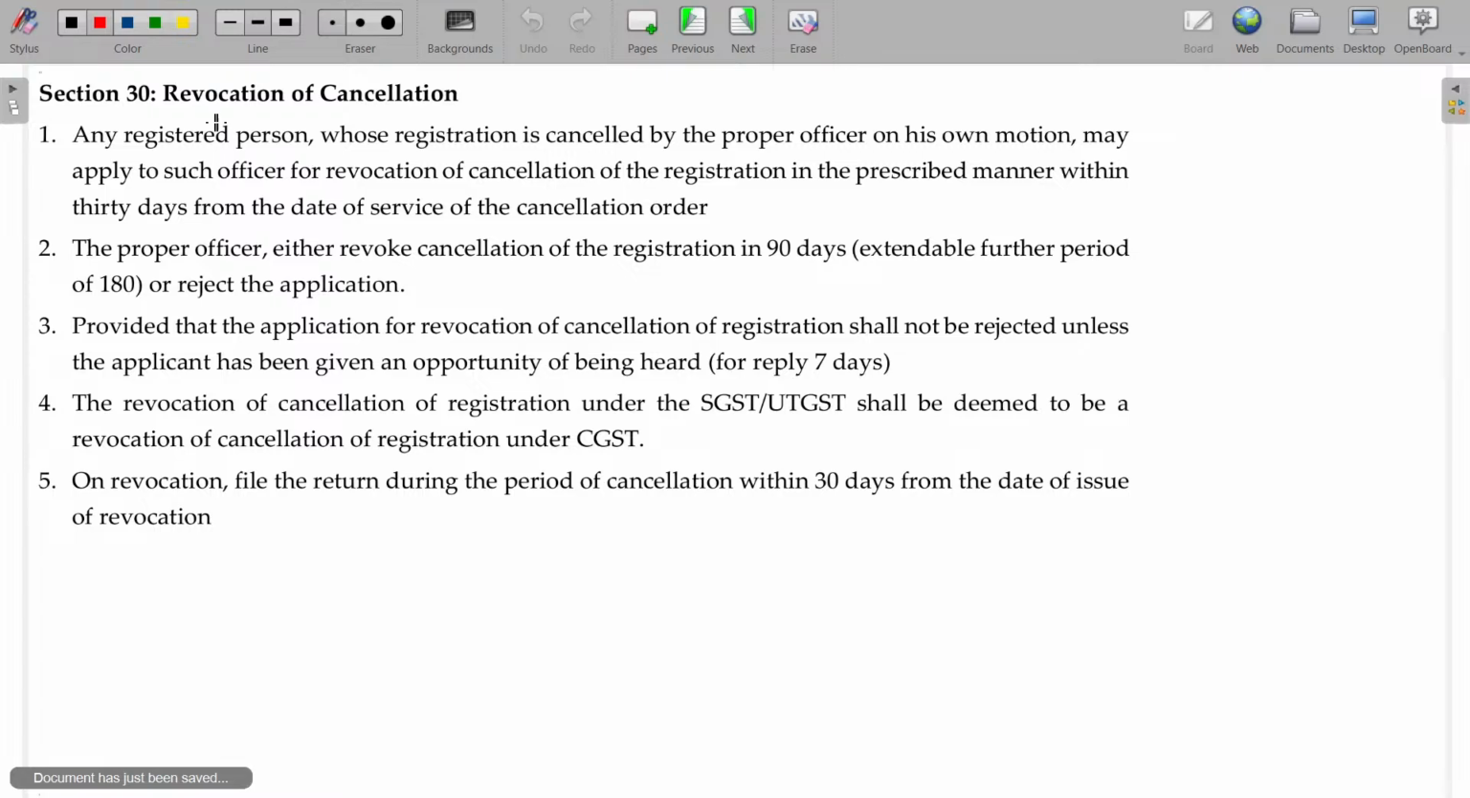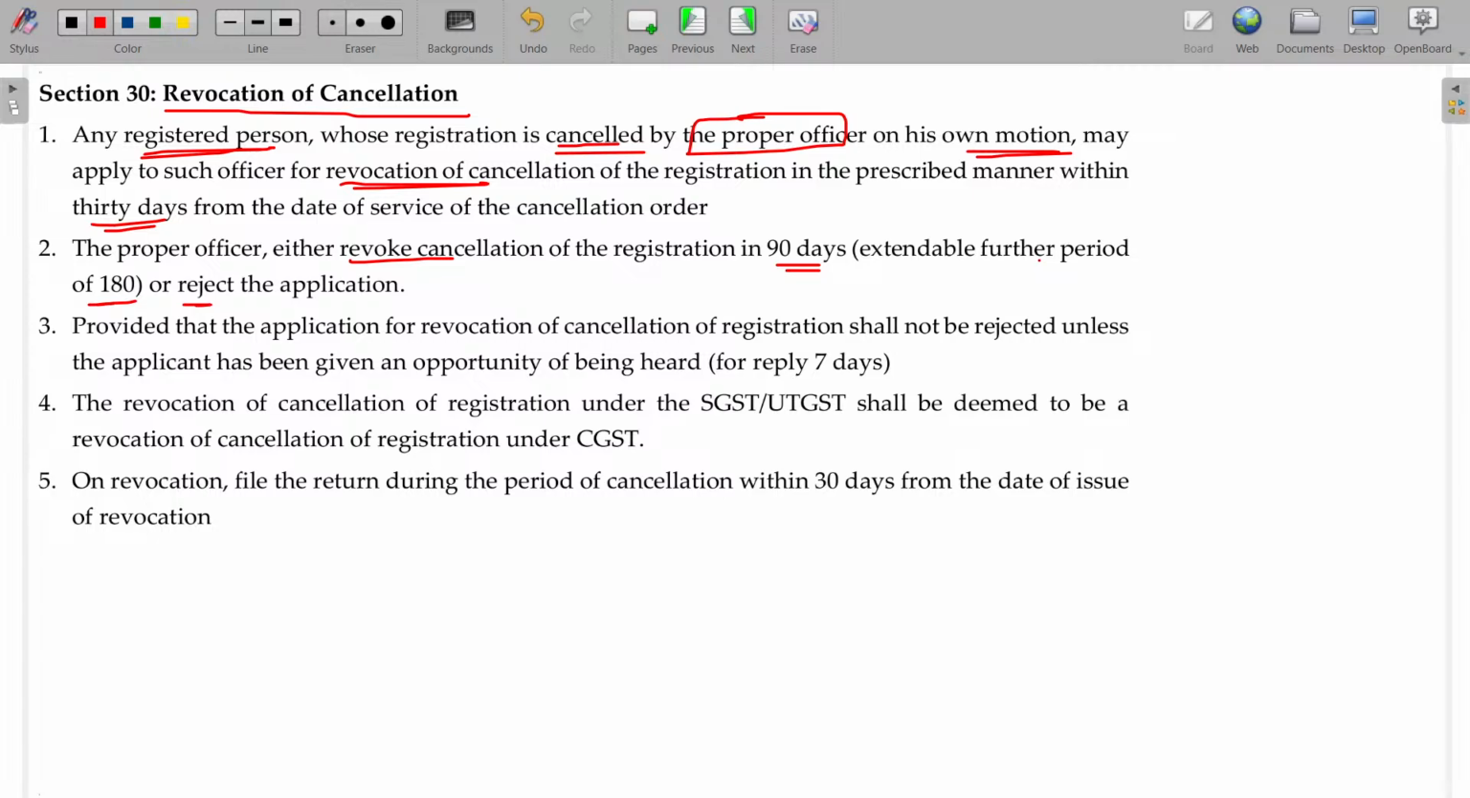Section 30 is all about revocation of cancellation. Any registered person whose registration is cancelled by the proper officer on his own motion, so he himself cancelled, then we can apply for revocation of cancellation within the 30 days period from the date of cancellation order. So you can apply. The proper officer either revokes within 90 days, may be extended to 180 days, or rejects. It's his own choice.